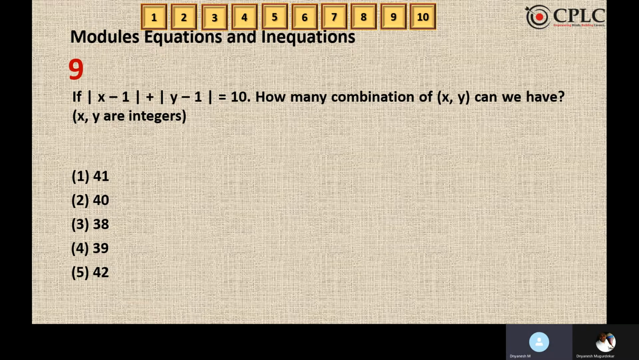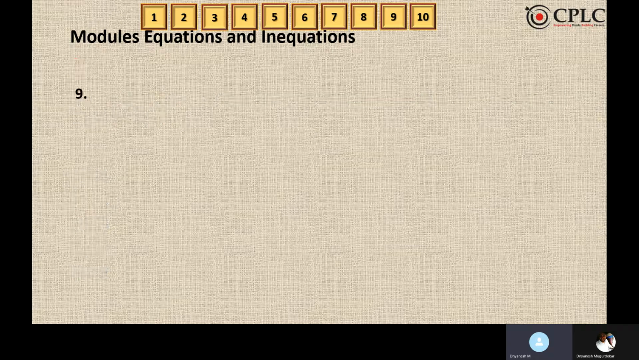inside the modulus along with x and y, what numbers are there, plus or minus, that is immaterial. It can be anything. What matters is what the right side is equal to, and we'll prove that. So for example, forget the question for the time being and let's just focus on this: mod of x plus mod of y is equal to 1.